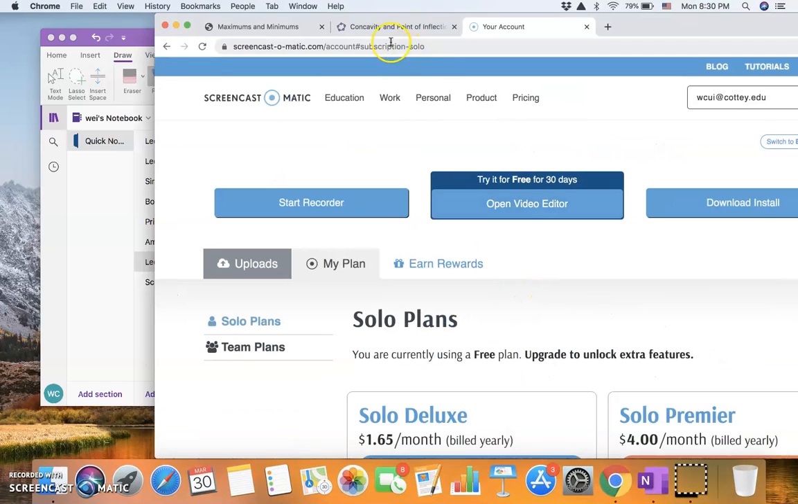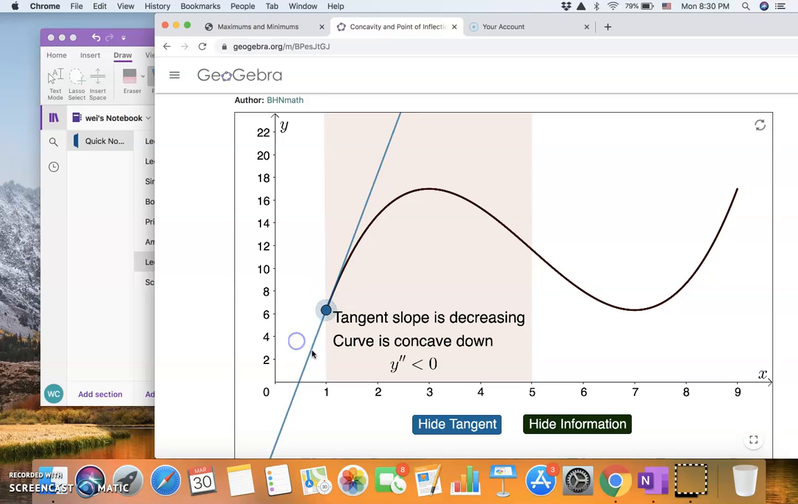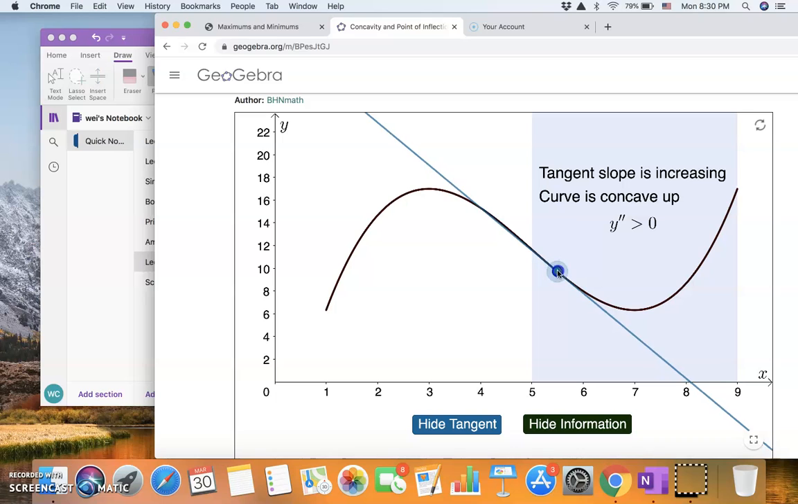Okay, let's look at another example. As I move the point, the slope of the tangent line is getting smaller and smaller. So the function is concave down, and the second derivative is negative. And when I go here, the slope of the tangent line is getting bigger and bigger, and the function is concave up, and the second derivative is positive because the first derivative is increasing.